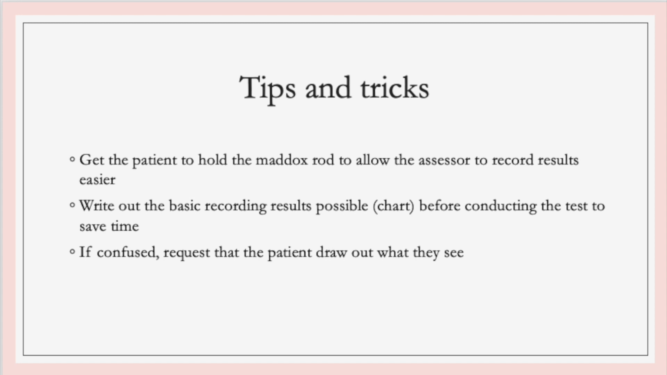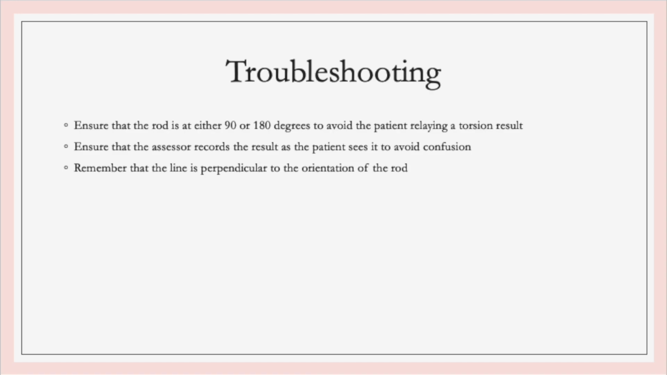Here are some tips and tricks to help you perform the Maddox rod. Get the patient to hold the Maddox rod to allow yourself to record the results easier. Write out the basic recording results possible before conducting the test to save time, and if confused, request the patient to draw out what they see. Lastly, ensure that the rod is at either 90 or 180 degrees to avoid the patient relaying a torsion result. Ensure that the assessor records the result as the patient sees it to avoid confusion, and remember that the line is perpendicular to the orientation of the rod striations.